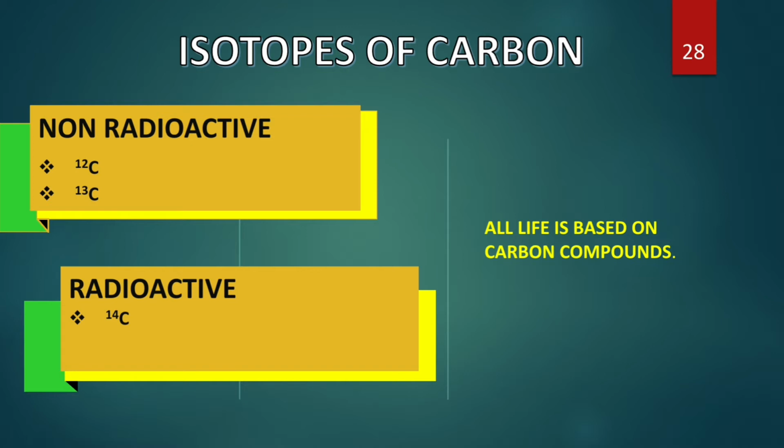Carbon also comes in several forms, or isotopes. Isotopes of carbon are categorized into two: non-radioactive and radioactive isotopes. Carbon 12 and carbon 13 belong to the first category, and carbon 14 belongs to the other category.